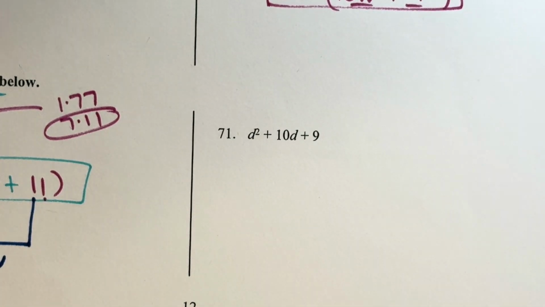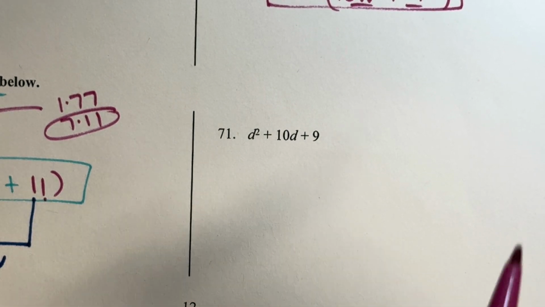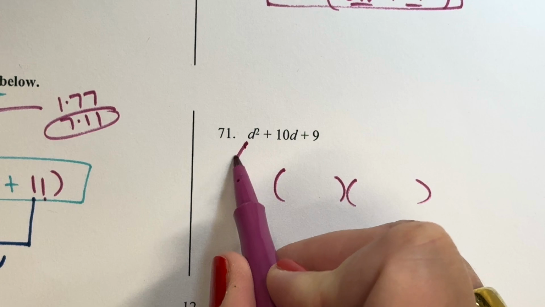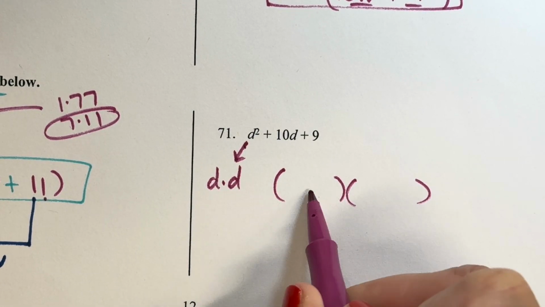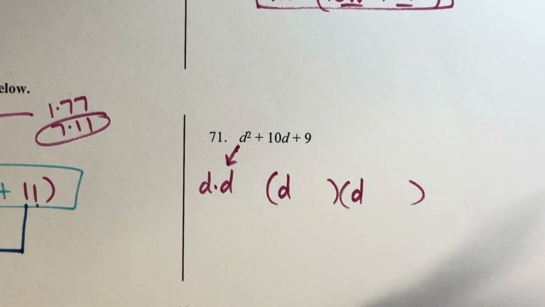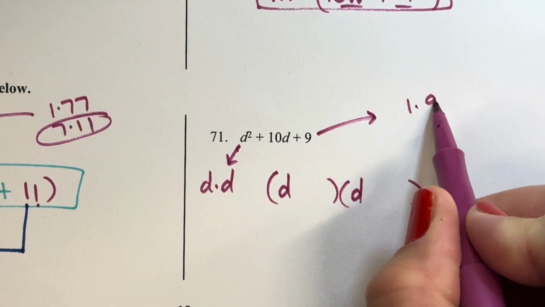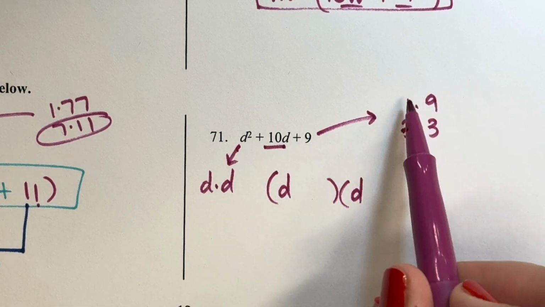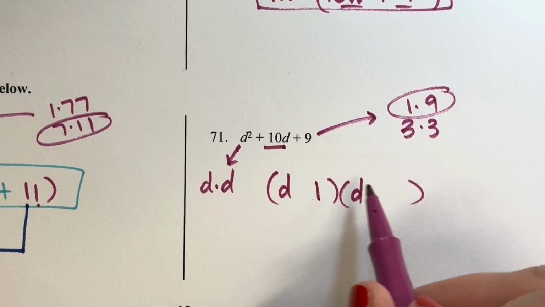All right. Again, hit pause. Try this one without me. You have the tools to do it. I'm going to try, there's no greatest common factor, so I'm going to 2 sets of parentheses. Factors of the first term go in the first spots. The only way to do d squared is d times d. Next, factors of 9, 1 times 9, or 3 times 3. The combination that can make a 10 is the 1 and the 9.